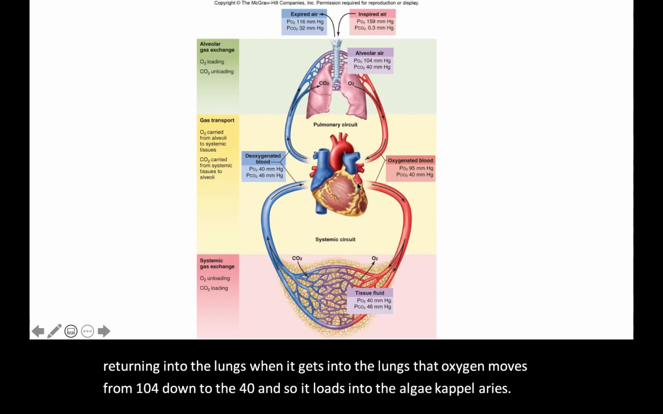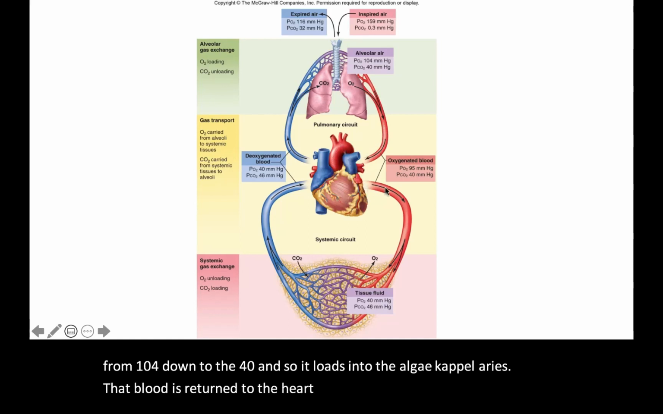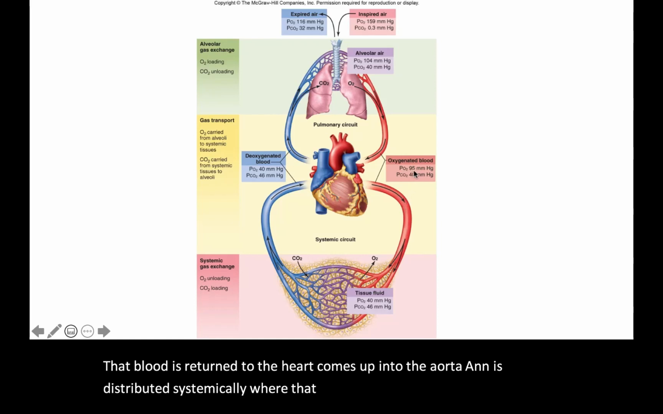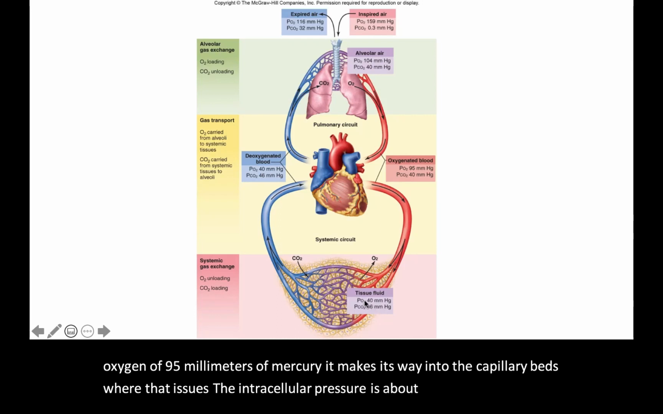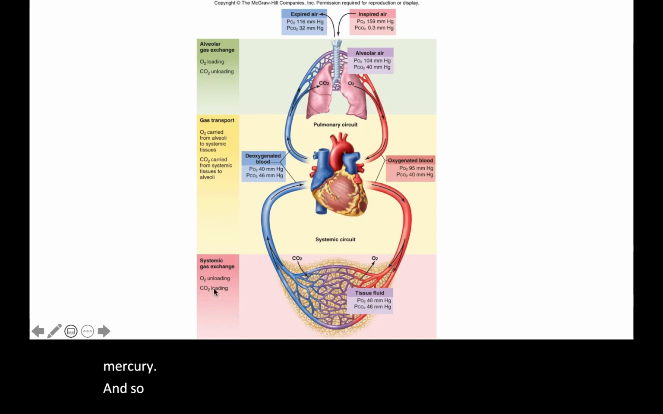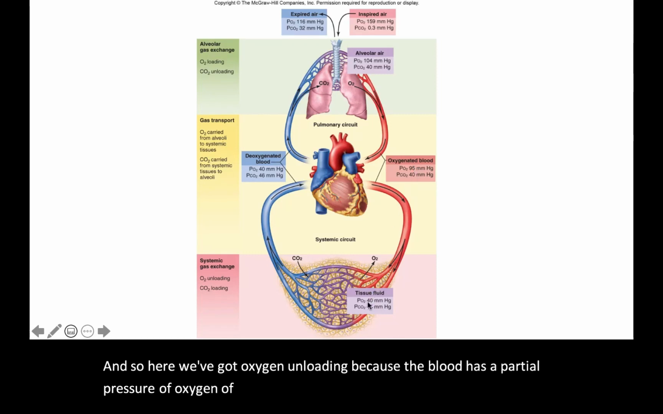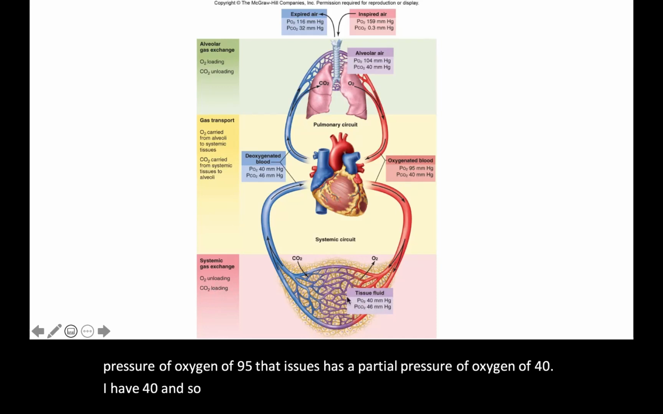And so it loads into the capillaries. That blood is returned to the heart, comes up into the aorta, and it is distributed systemically, where that blood now has a partial pressure of oxygen of 95 millimeters of mercury. It makes its way into the capillary beds where the tissues, the intracellular pressure, is about 40 millimeters of mercury. And so here we've got oxygen unloading because the blood has a partial pressure of oxygen of 95 and the tissues have a partial pressure of oxygen of 40. And so oxygen is unloaded within the tissues.